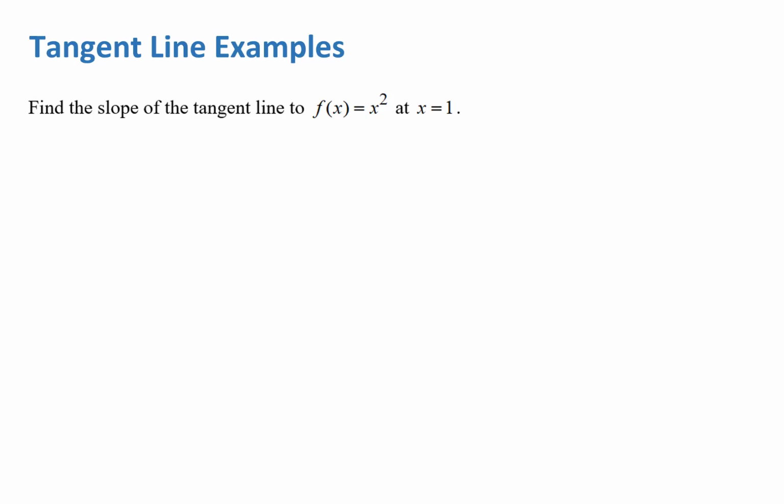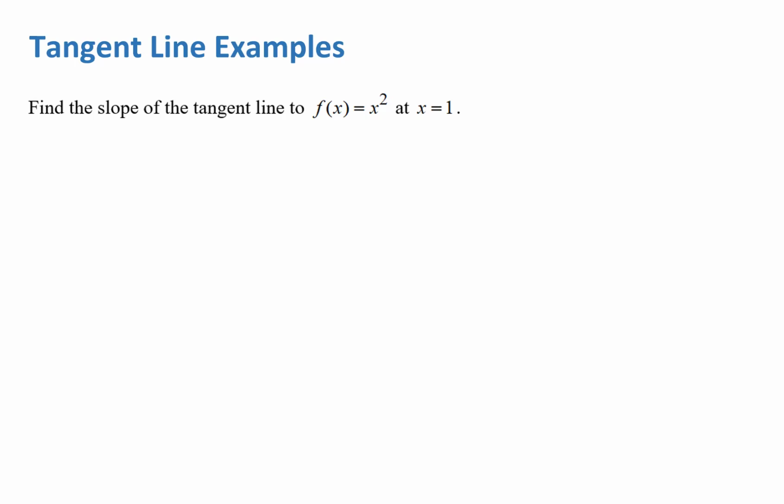Okay, we're going to look at a few examples here of finding slopes of tangent lines and doing a couple of other things with tangent lines to curves. Okay, so this problem says find the slope of the tangent line to f of x equals x squared at x equals 1.